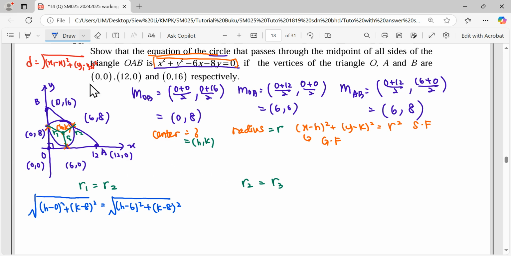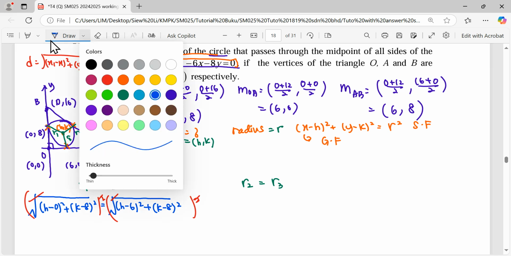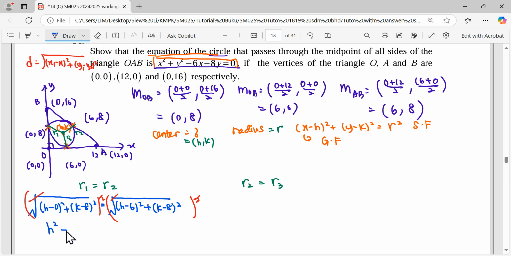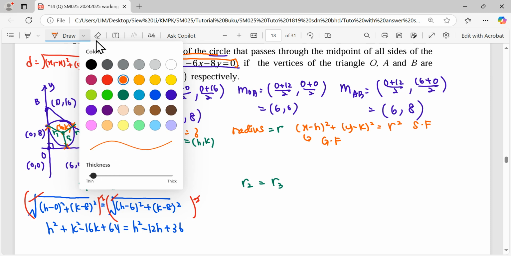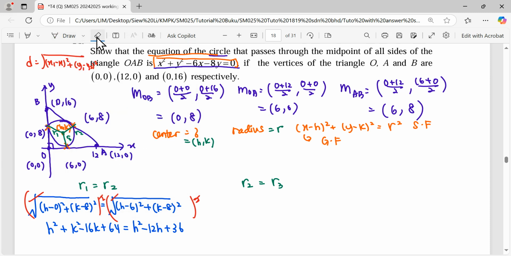From here we can simplify the square root. We square both sides, then we can eliminate the square root. Leaving inside here is h squared plus k squared minus 16k plus 64 equals, expanding this, h squared minus 12h plus 36. We have the same factor here, so actually we can make it shorter.